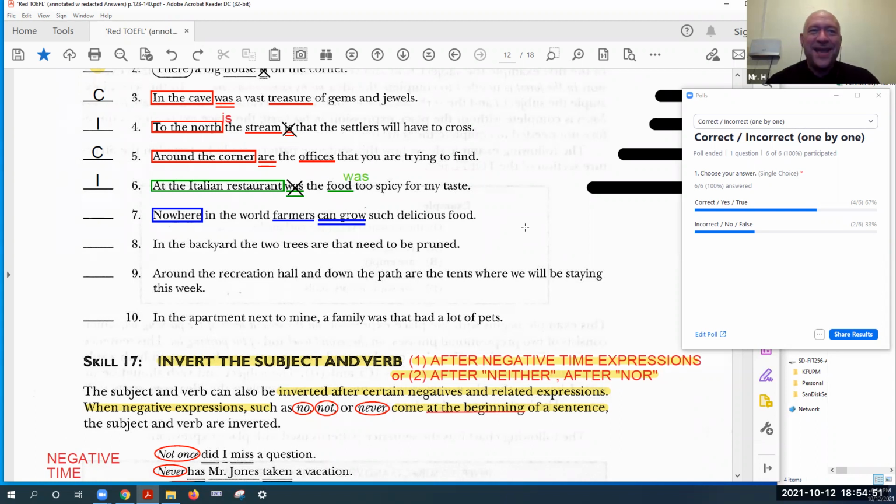What should it be? How do I fix it? Come on. Can grow farmers. You switch the auxiliary with the subject, right? Where do I put it? Before farmers. You got it.